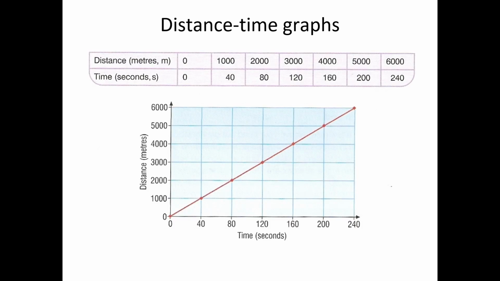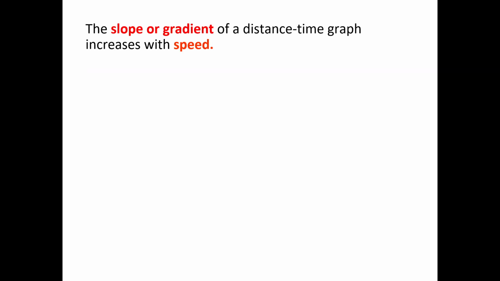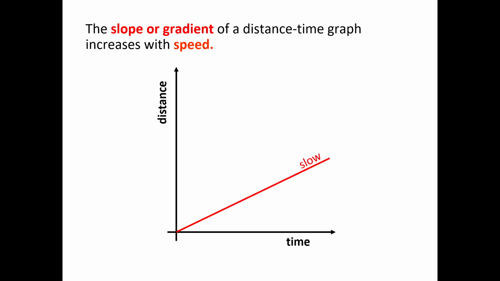So here's a graph here of an object moving in a sort of uniform motion. Distance time graph, so the distance there in meters on the y-axis and the time in seconds on the x. So the slope or the gradient of a distance time graph increases with speed. That's the first thing to say. So if you had two objects, two vehicles maybe moving, you'd be expected to know that the blue line represents a faster object, okay, and the red line a slower moving object.